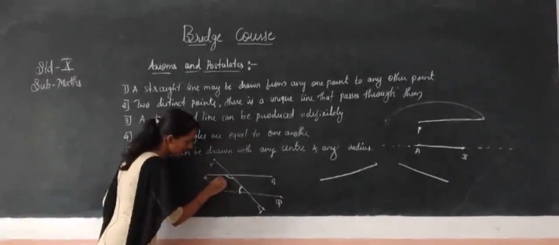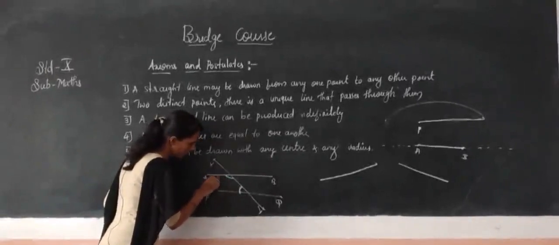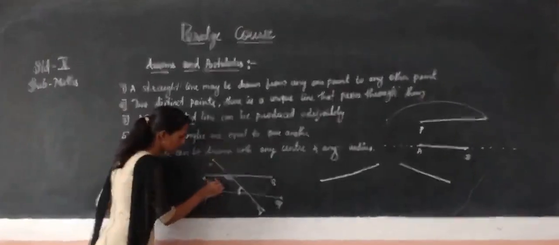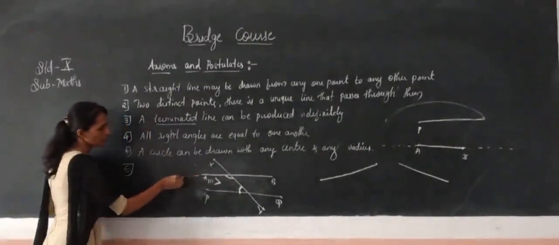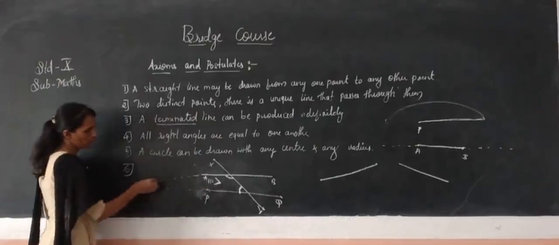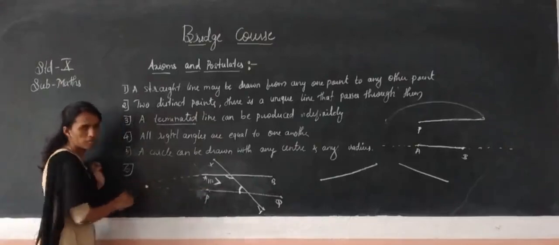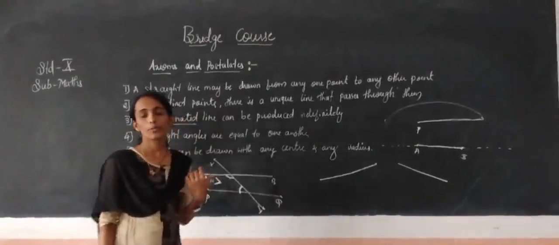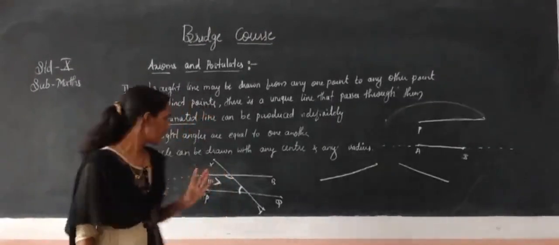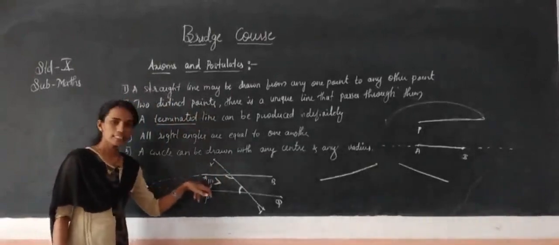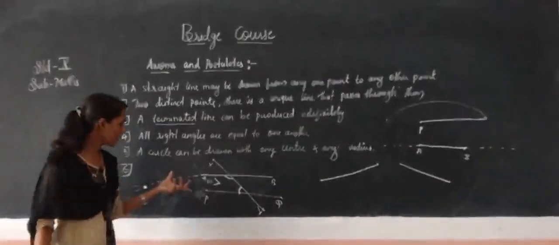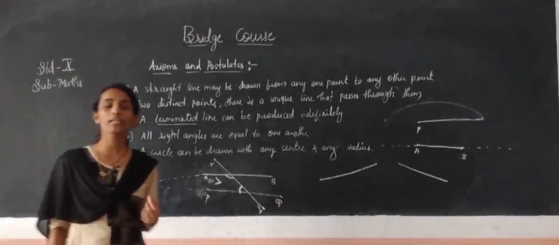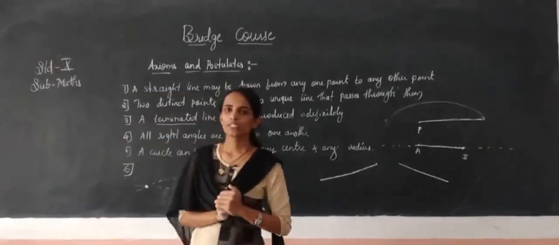If the sum of these 2 angles is less than 180 degrees, then when we produce these 2 lines for a long time, they will meet at one point. If the sum is equal to 180 degrees, then we can say that AB is parallel to PQ. But if it is less than 180 degrees, when we produce the two lines, they will meet at 1 point. So these are the postulates of Euclid.